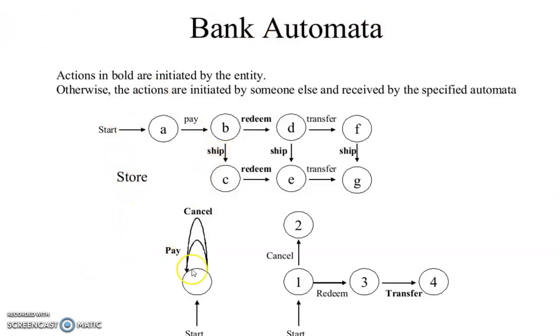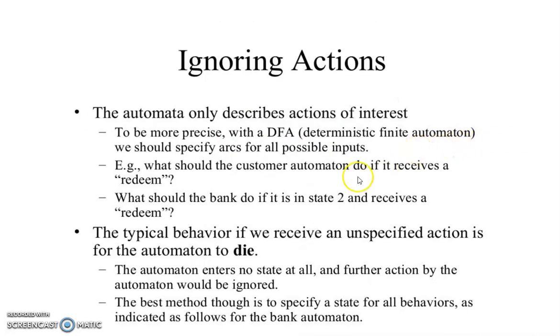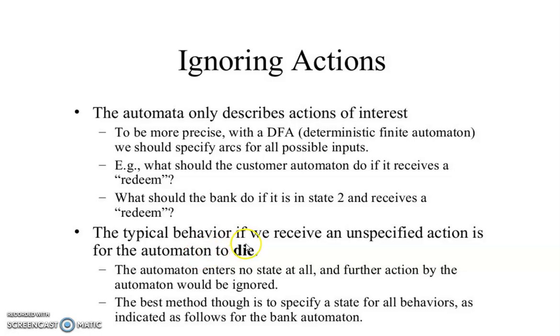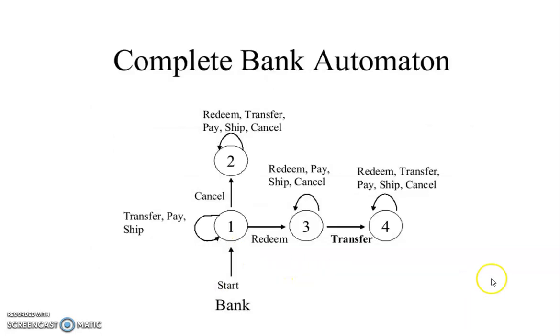So, look at this automata diagram of a bank. Actions in bold are initiated by the entity, otherwise the actions are initiated by someone else. So the automata only describe actions of interest. To be more precise with the DFA, we should specify actions for all possible input. For example, what should the customer automaton do if it receives an unspecified action? The typical behavior is for the automaton to die: it enters no state at all and further actions will be ignored.